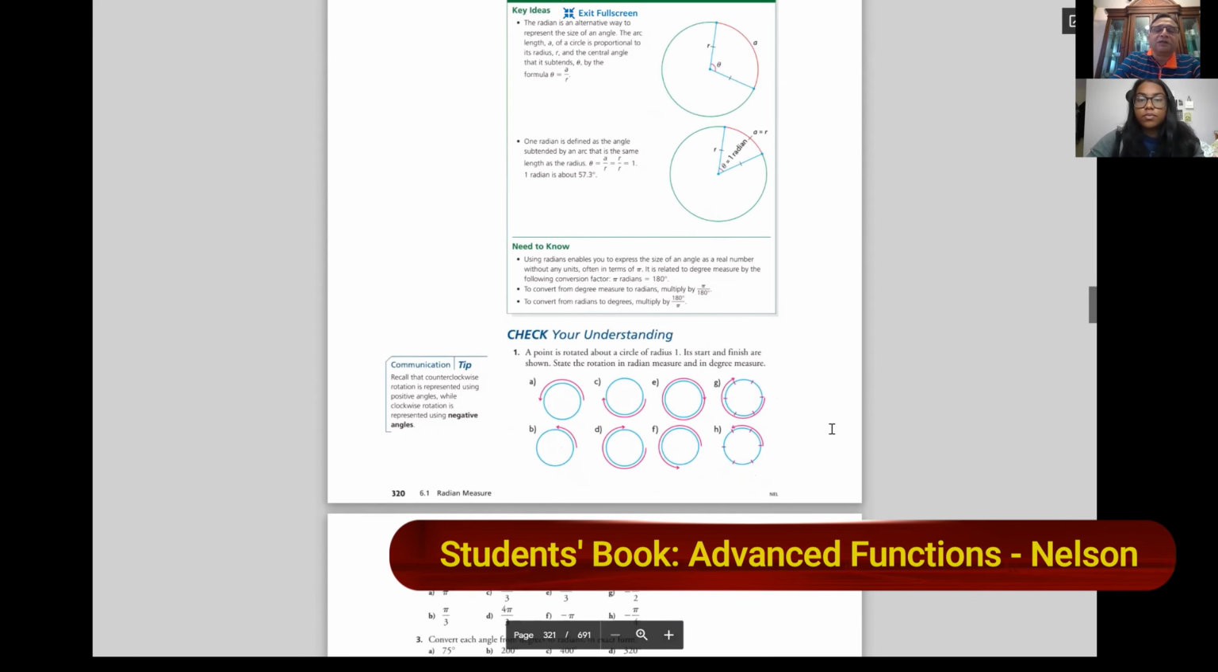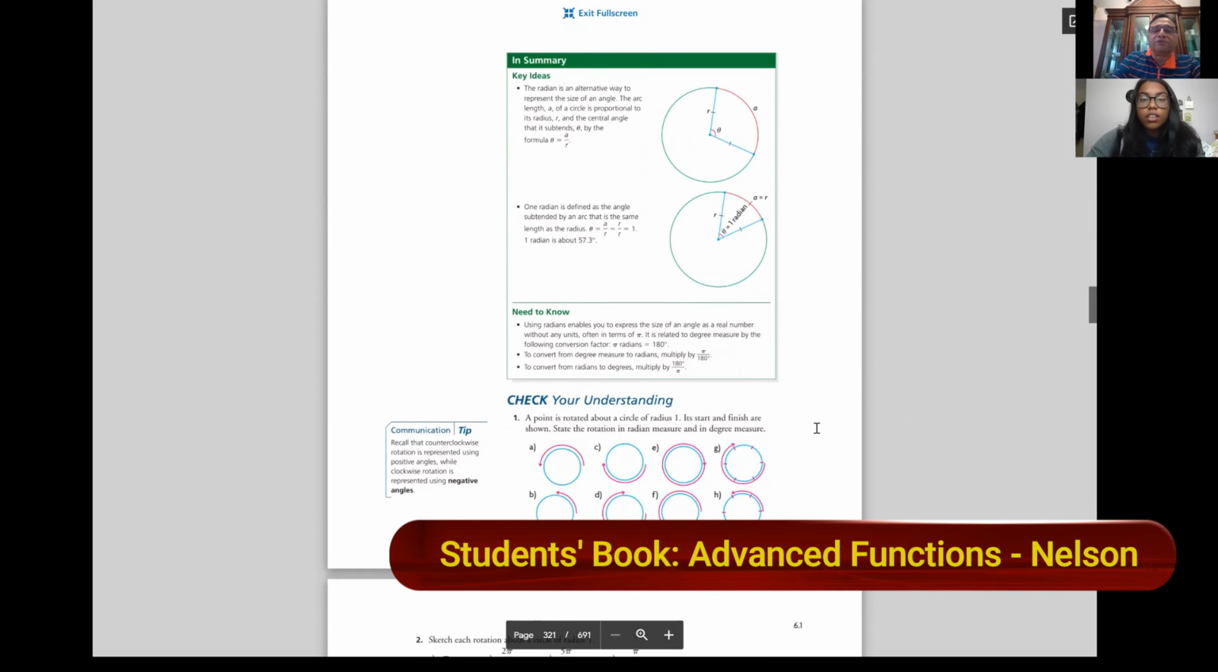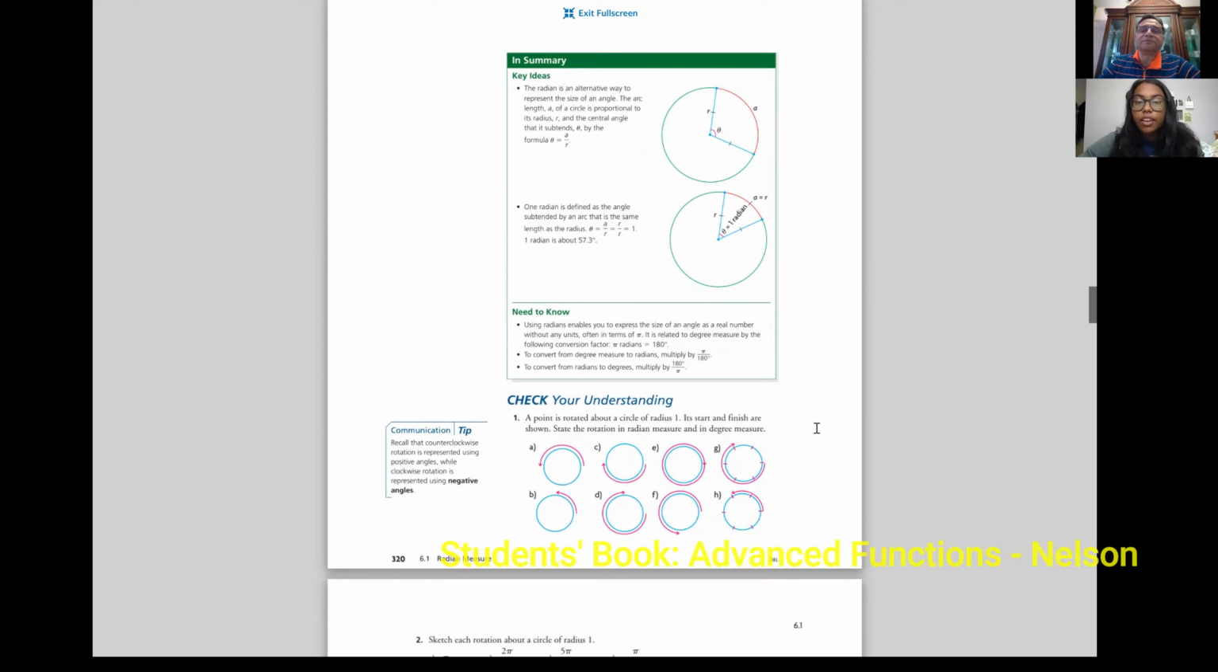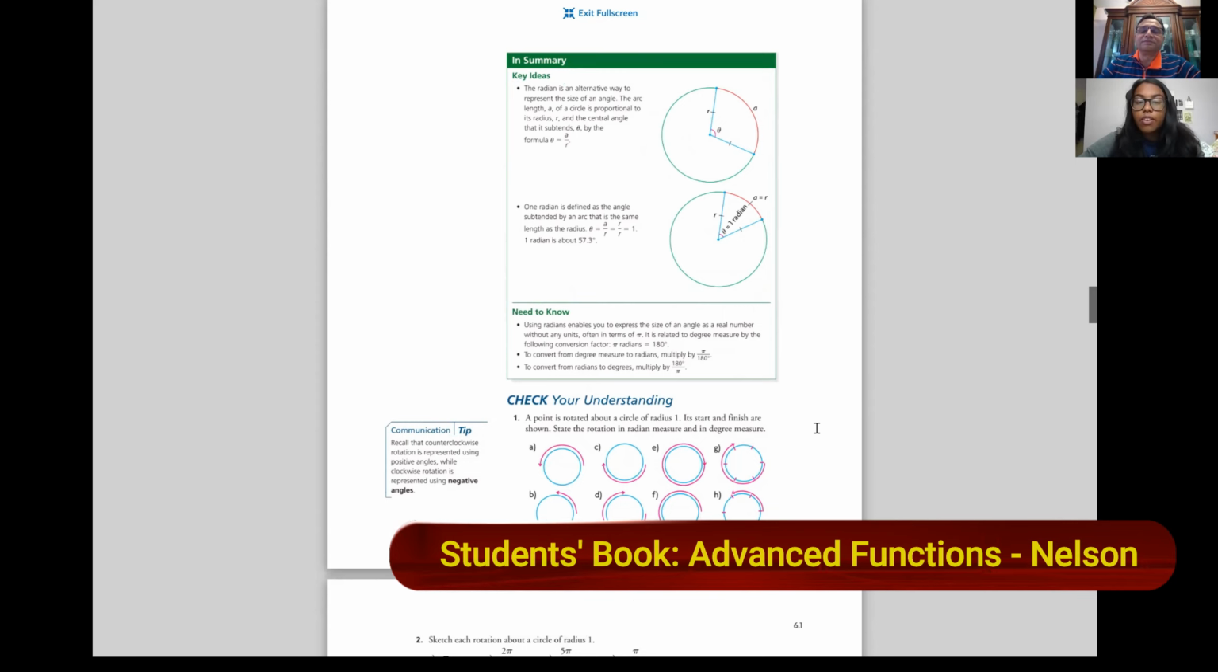Can you please read this part? Need to know for unit 1, chapter 1. Using radians enables you to express the size of an angle as a real number without any units, often in terms of pi. It is related to degree measure by the following conversion factor: pi radians equals 180 degrees. To convert from degree measure to radians, multiply by pi over 180. And to convert from radians to degrees, multiply by 180 over pi. Perfect.